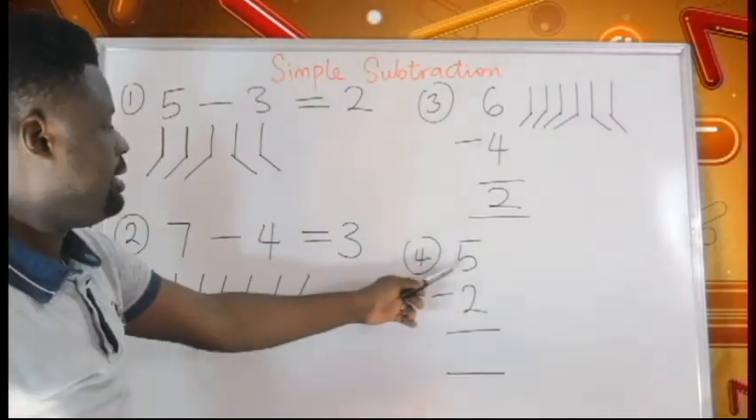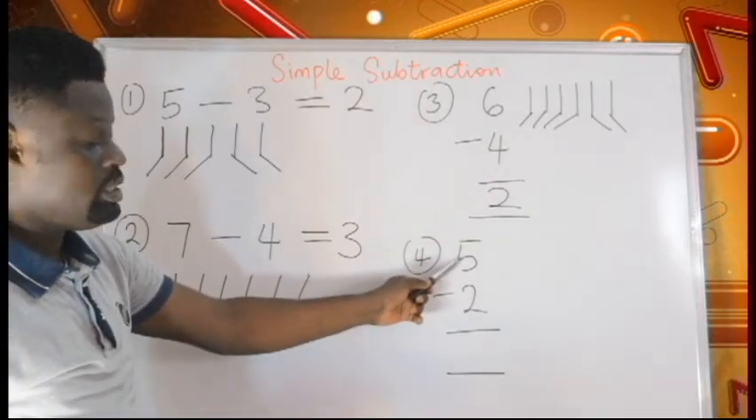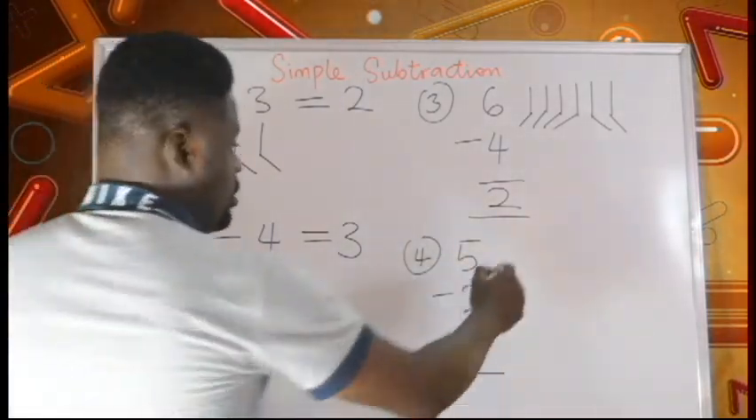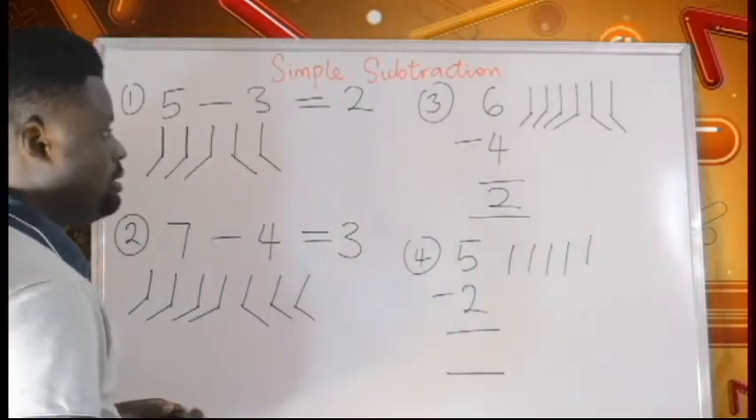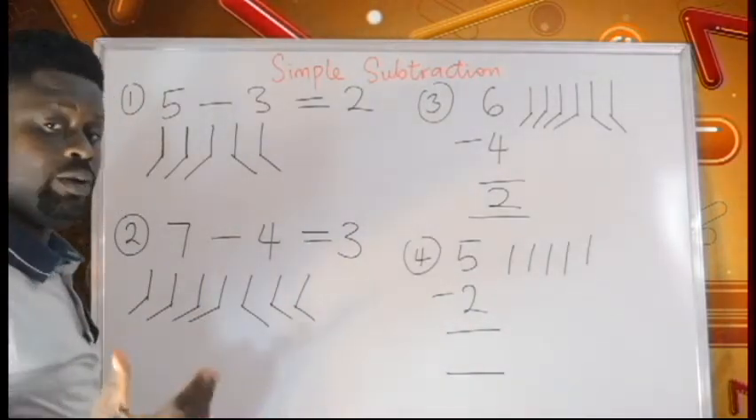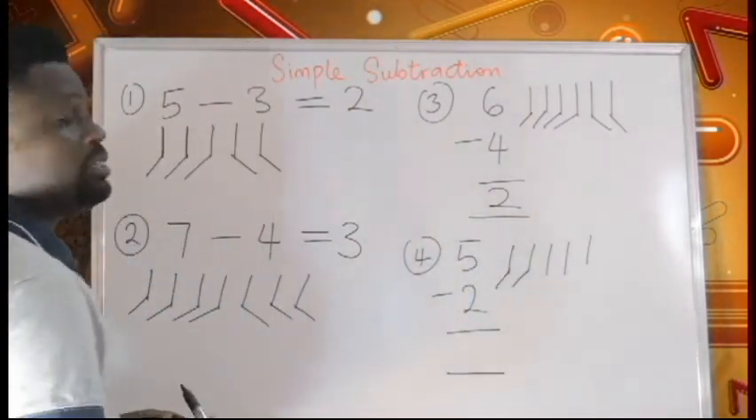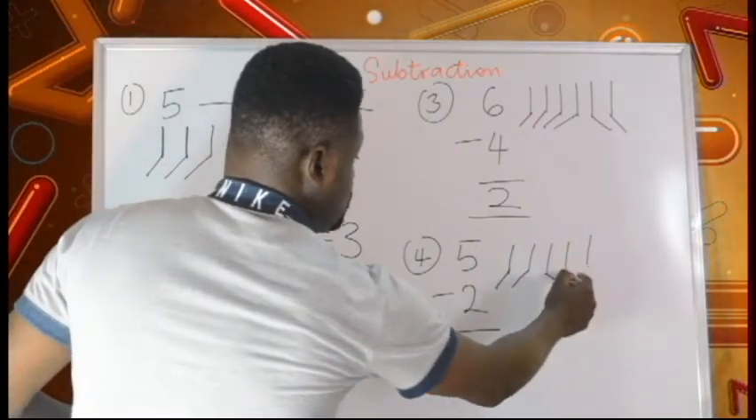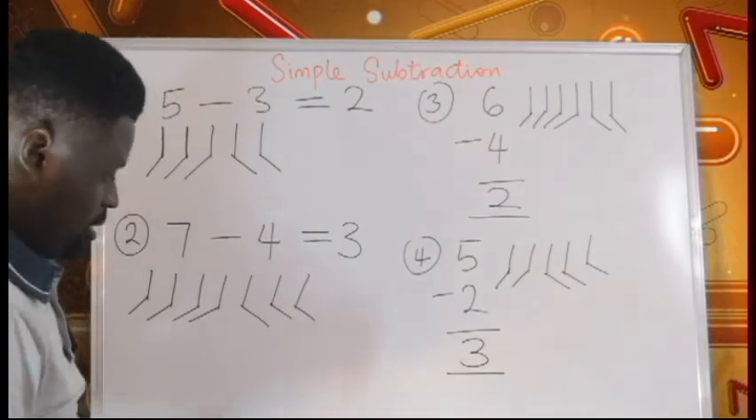The same way here again, you have a 5. Focus on the first number, which is 5. So count 5: 1, 2, 3, 4, 5. The minus 2 is take away 2. So let's take away 2: 1, 2. So count the remainder: 1, 2, 3. So you put your 3 here. So that's how to do it.